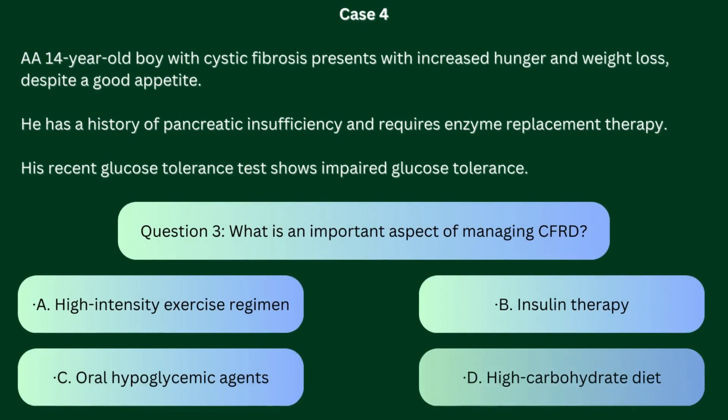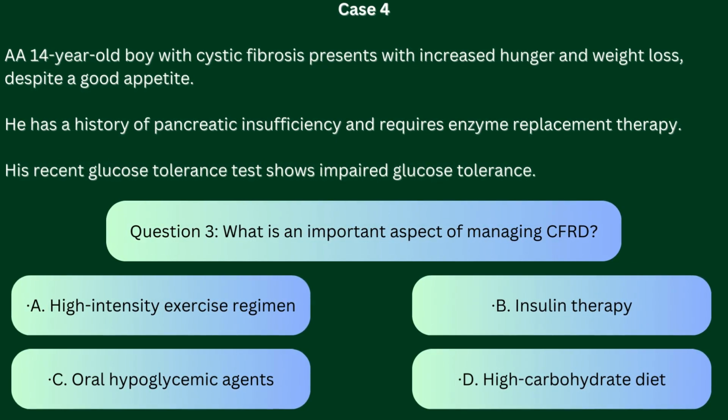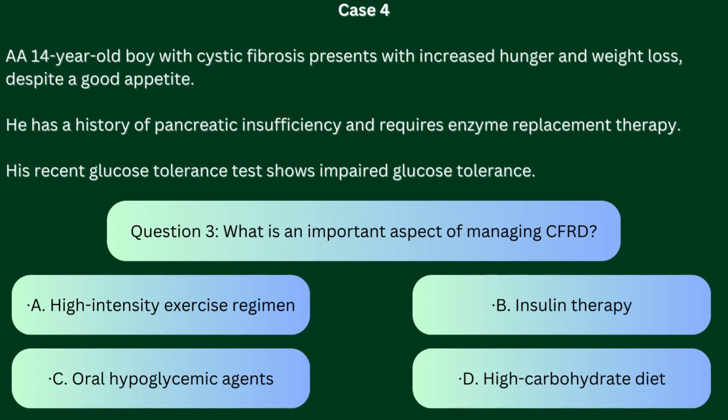Question number 3. What is an important aspect of managing cystic fibrosis-related diabetes? A. High-intensity exercise regimen. B. Insulin therapy. C. Oral hypoglycemic agent. D. High carbohydrate diet. The correct answer is B. Insulin therapy is often necessary in managing cystic fibrosis-related diabetes due to the insulin deficiency caused by pancreatic damage. It helps regulate blood glucose levels and is crucial for overall management of cystic fibrosis patients with diabetes.